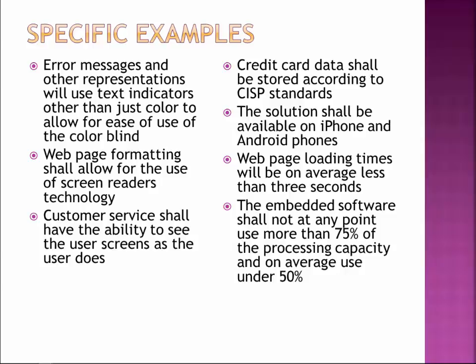Customer service shall have the ability to see the user screens as the user does. This is a very interesting requirement, but the point of it is sometimes the user sees something on their screen and the customer service has a completely different set of technology that they see stuff on. And so the user keeps saying, it says this on my screen. The customer service says, I can't see that. So I've seen systems that have a functional requirement of sorts, but it's really non-functional. But it's a functional need. It's not something the user does.